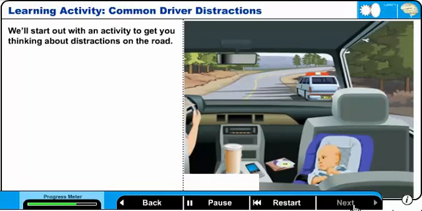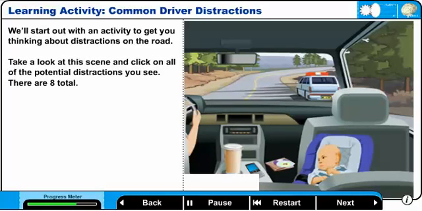We'll start out with an activity to get you thinking about distractions on the road. Take a look at this scene and click on all the potential distractions you see. There are 8 total.